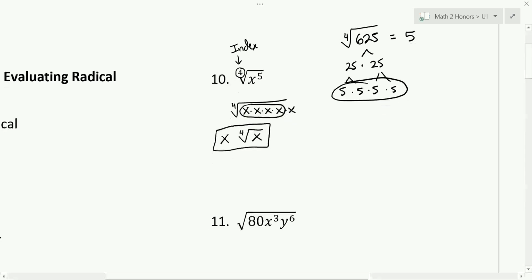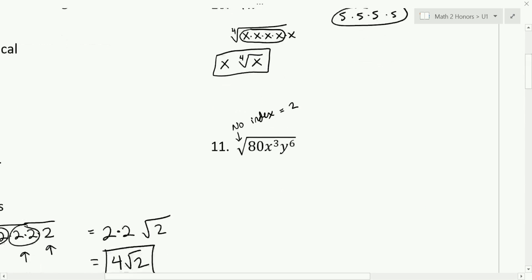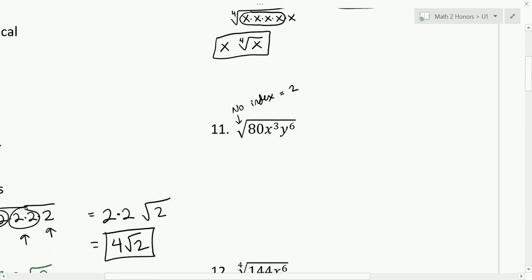So if you go back to 11, notice that there is no index. And if there is no index, by default, it's a what? So no index means the index is 2, okay, by default. So here we got a mixture of number and letter. And I want to do something different with you, okay?